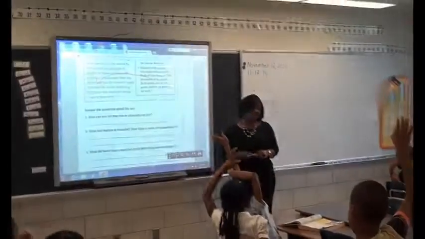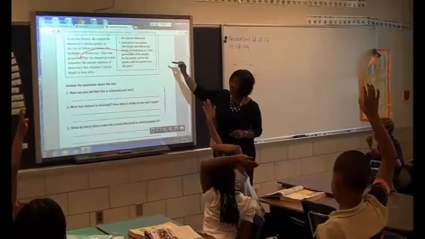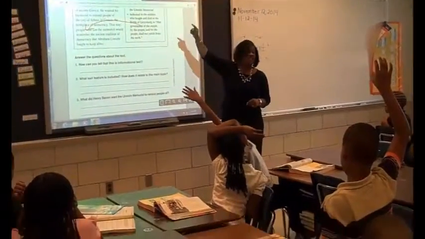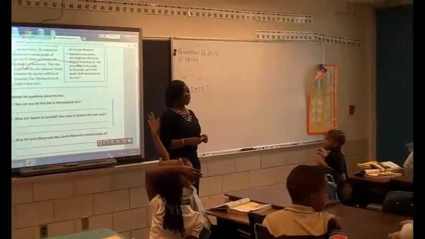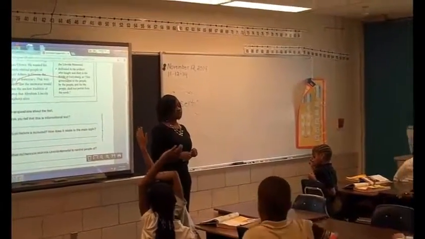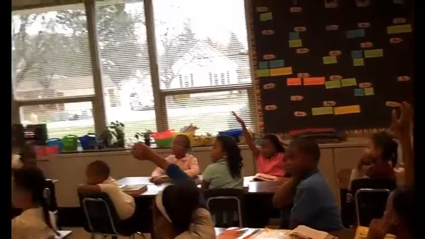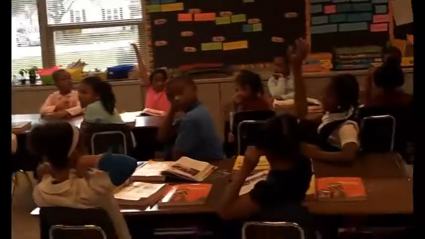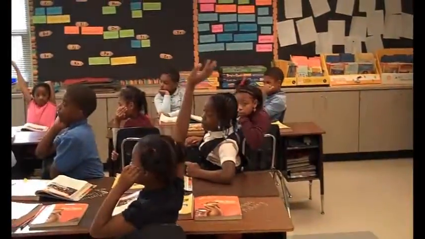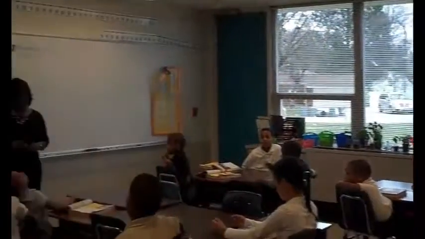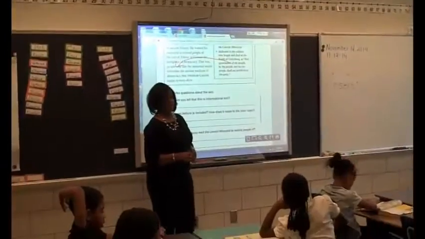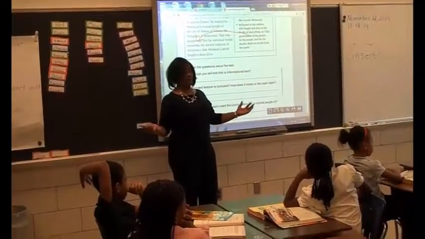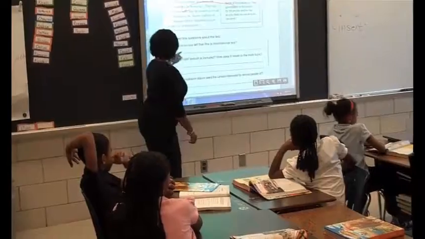Realistic fiction can have details, right? But how do you know that this piece, this small section, this text is informational? Isaiah? Nope. Let's try Cameron. Because it tells us about the Lincoln Memorial. It gives us details about the Lincoln Memorial, which is nonfiction. Is that correct? Is it true? Yes. Can we prove that the Lincoln Memorial exists? Yes. Yeah, you can go visit it. You can read about it. You can find photos.